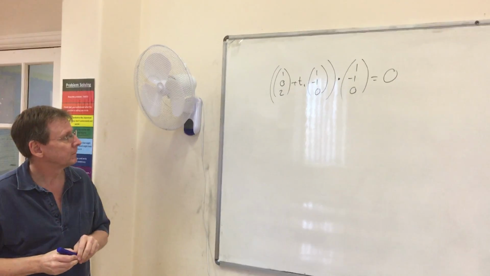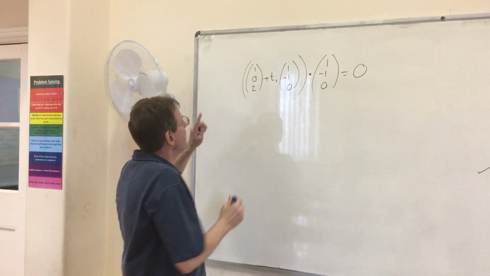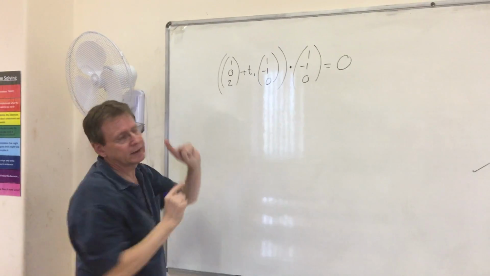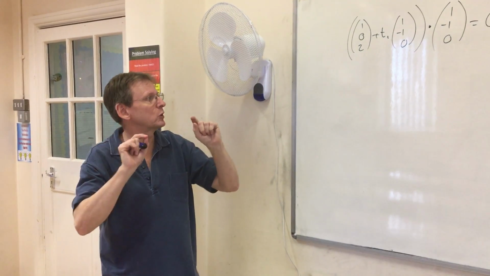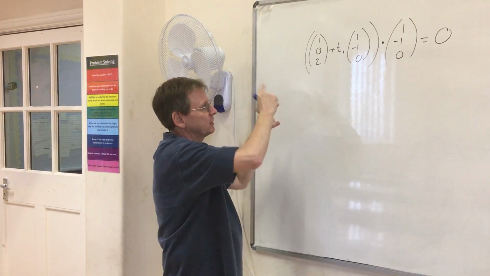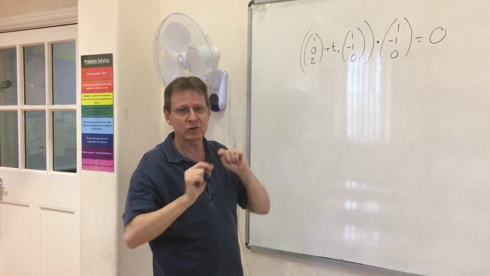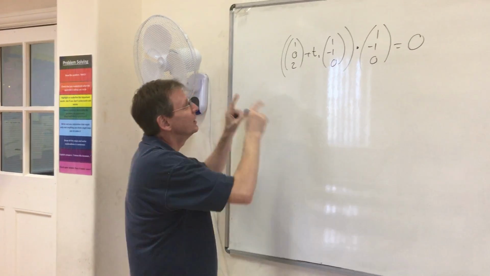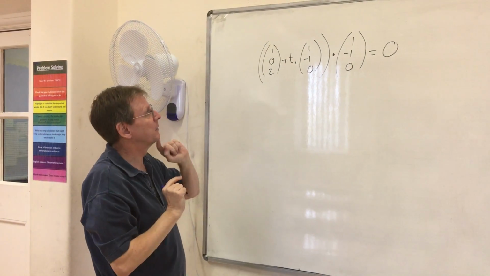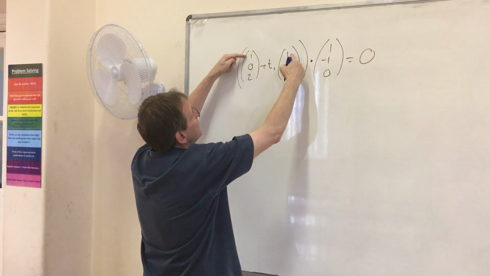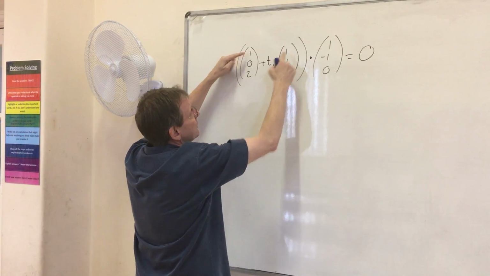Okay? So, remember, the dot product, if you've got it in component form, is basically multiply the x components, multiply the y components, multiply the z components and add them up. Well, the x component here is 1 plus t1 times 1.